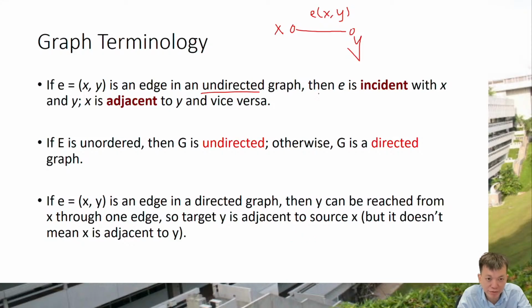So, directed graph. Let's say this becomes a directed graph. So Y can be reached from X through one edge. But of course, this edge is directed. So that means you can say target Y is adjacent to X, but you cannot say X is adjacent to Y, because they only have one direction. You cannot go back in the other direction. That is a simple example.